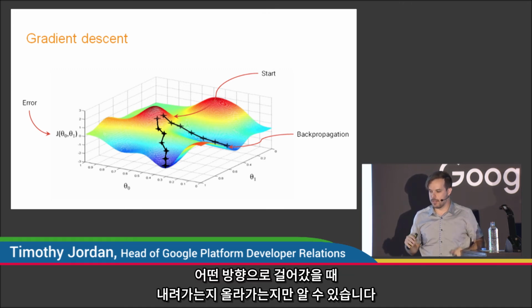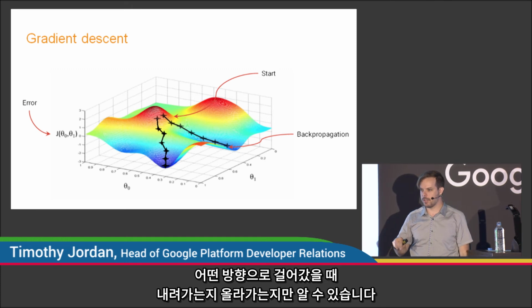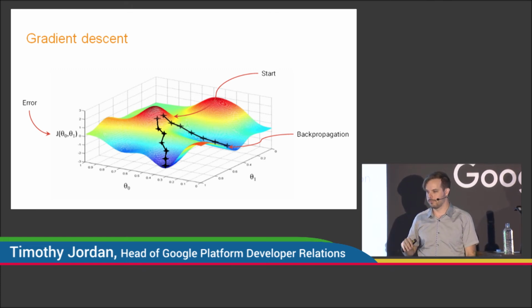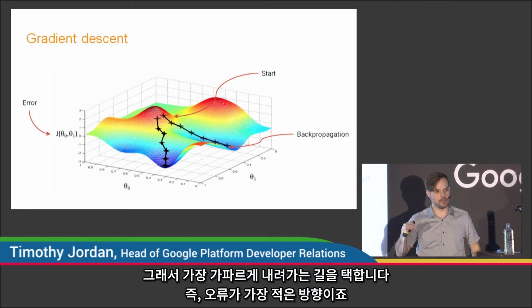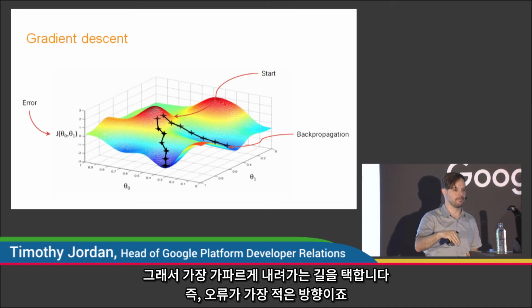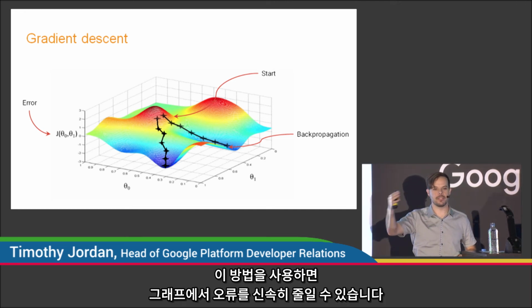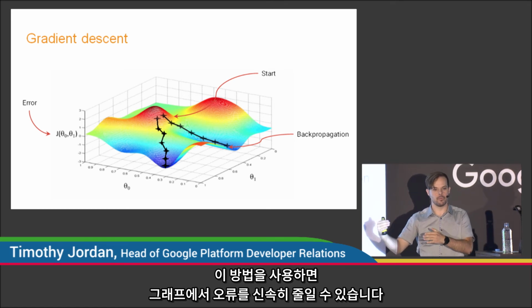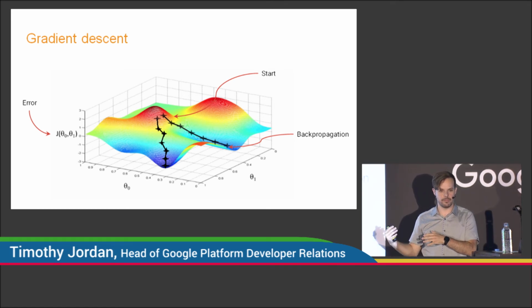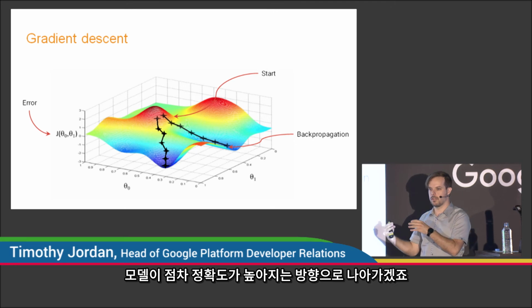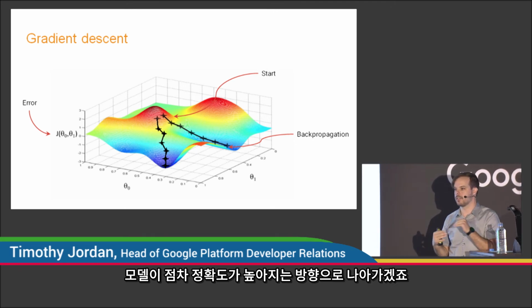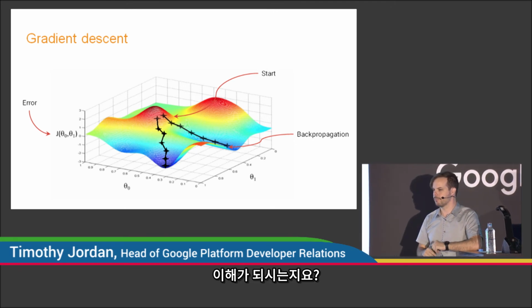All we know then is if we walk one direction, if it goes down or not. So we walk the direction that goes down the most steeply. That's going to have the least errors. And by using this method, we can quickly reduce the overall error of our graph and get closer and closer to a model that gives us higher and higher accuracy. Does that make sense?